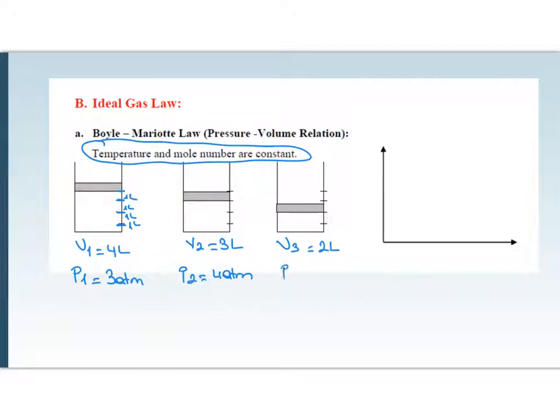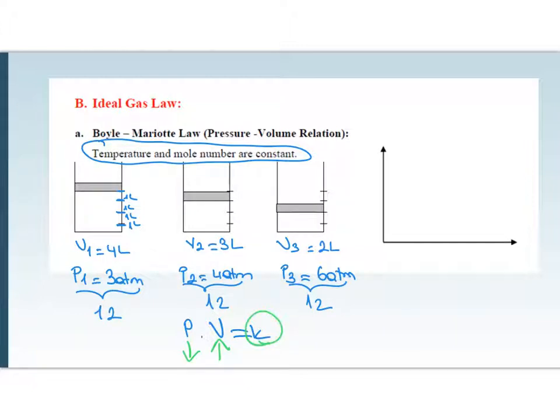This means that in this case, the pressure is doubled. You're going to end up with 6 atm. Now, will you please multiply all these values, pressure times volume? You're going to find 12 here, 12 here, and again 12 here. This means that pressure times volume is always equal to a constant. So when you increase the volume, then pressure should be decreased so that you can have that constant value.